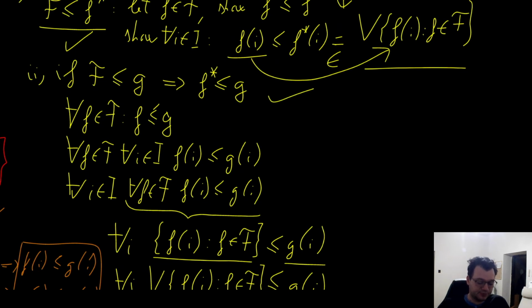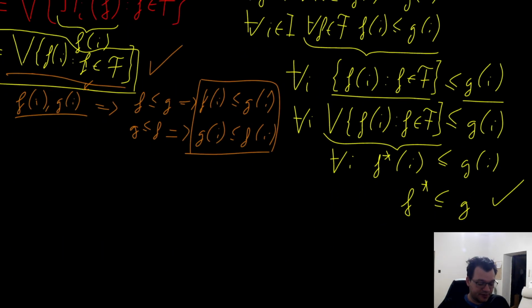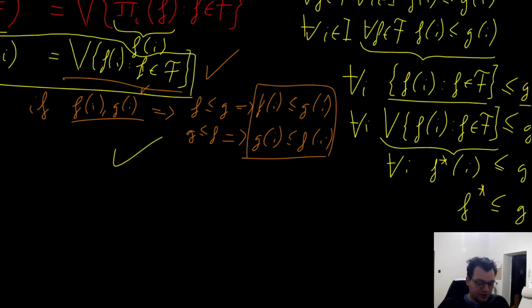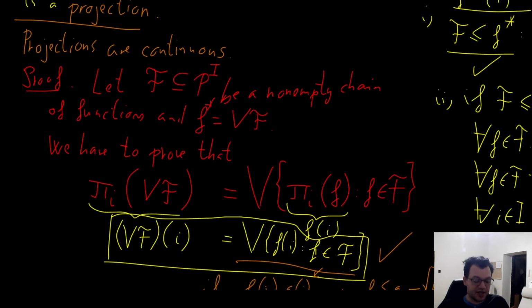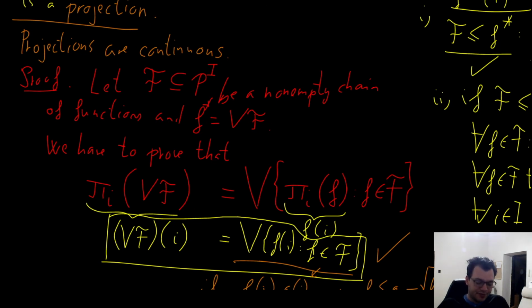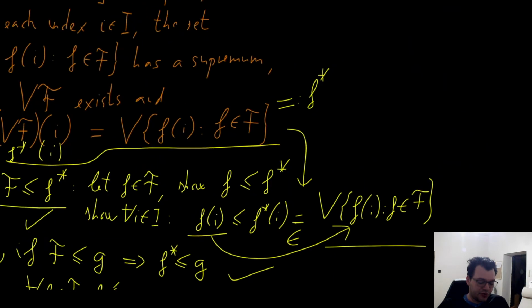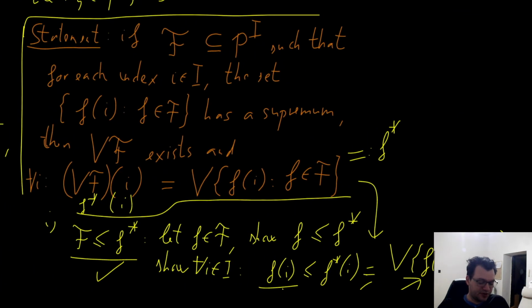Yeah, right. So it says that if I have a bunch of functions and I have to compute the supremum of these functions, then I should do this coordinate-wise, point-wise, taking the supremum, which already proves that projections are actually continuous.